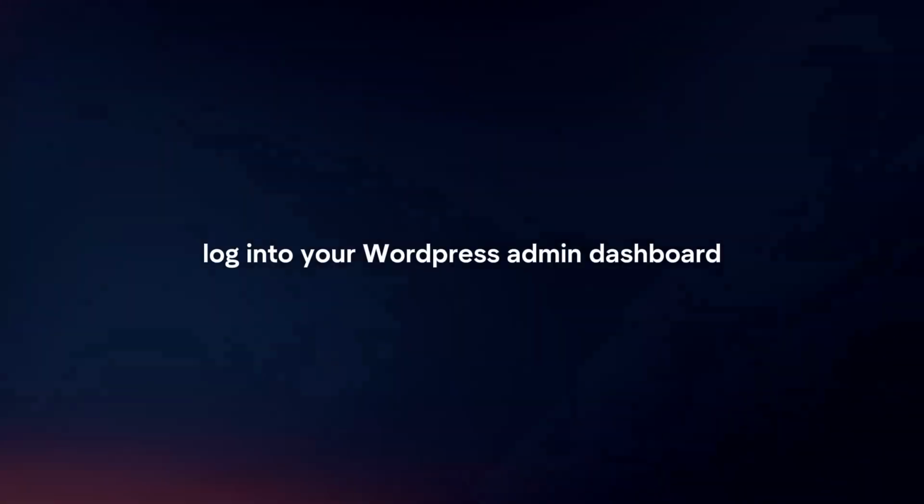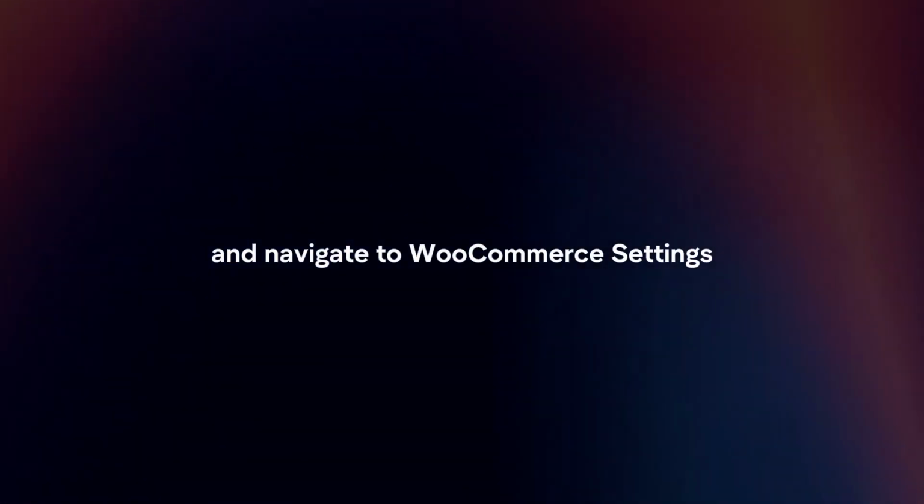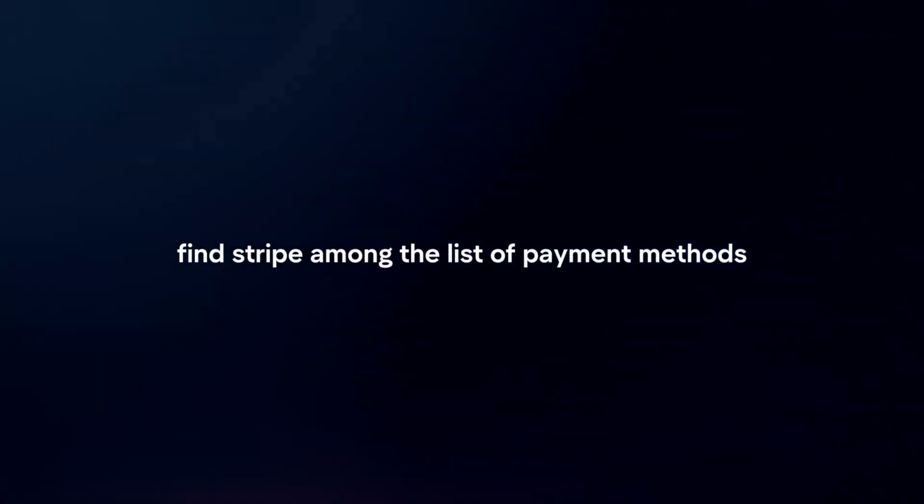Access WooCommerce settings. Log into your WordPress admin dashboard and navigate to WooCommerce settings. Navigate to Payment Gateways. Click on the Payments tab to access the available payment options. Enable Stripe. Find Stripe among the list of payment methods and click on it to configure the settings.